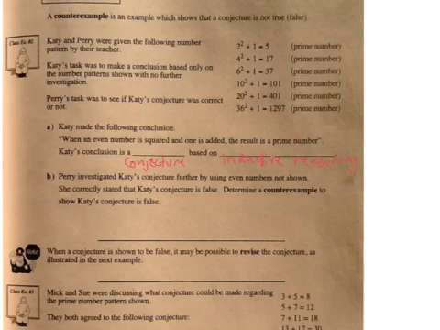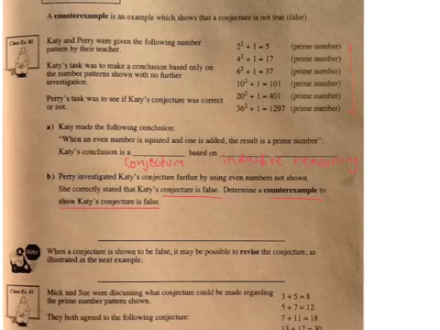Perry investigated Katie's conjecture further by using even numbers not shown. She correctly stated that Katie's conjecture is false. Determine a counterexample to show Katie's conjecture is false. So Katie's conjecture proved true for all these examples. What we need to do is find something that is false.